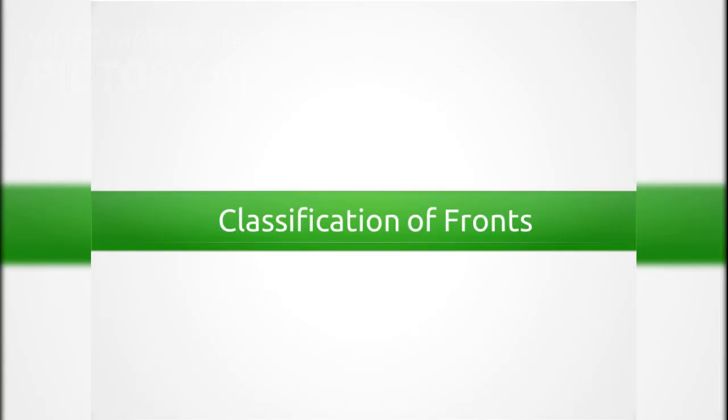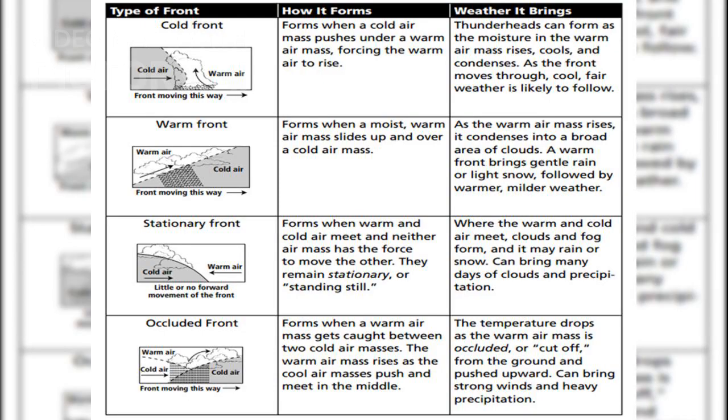Fronts are classified into different types based on their characteristics and the weather they bring. Let's take a closer look at each type. There are four main types of fronts: cold, warm, stationary, and occluded. Each type forms under different conditions and brings specific weather patterns, from thunderstorms to gentle rain.